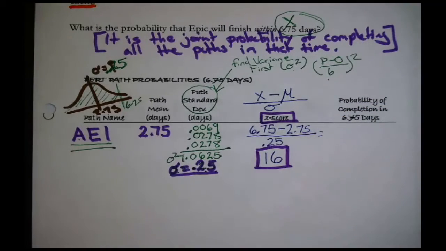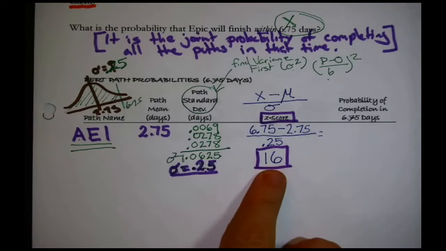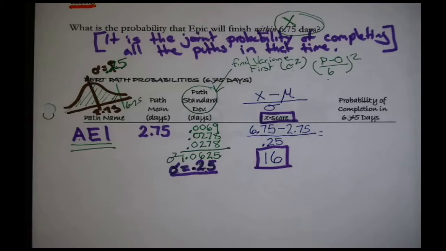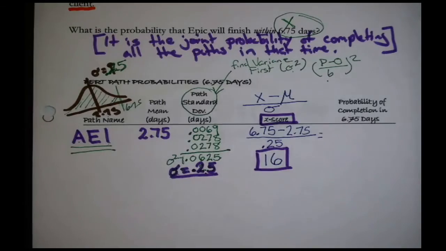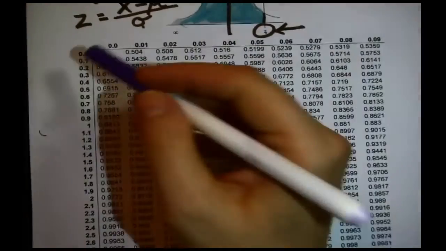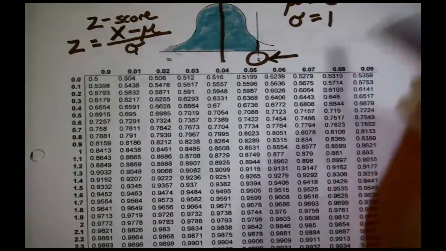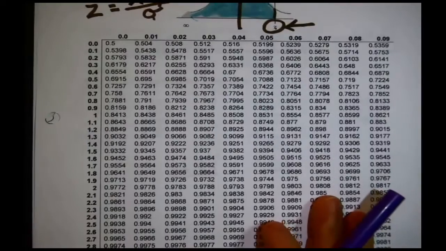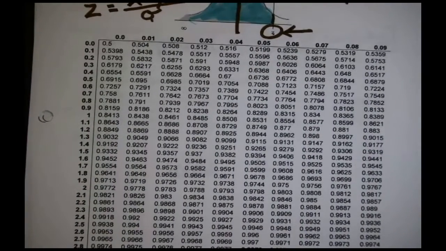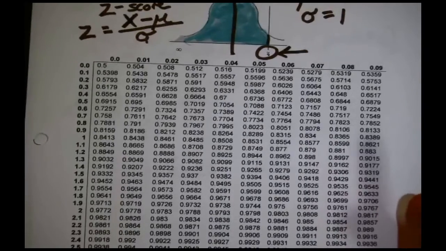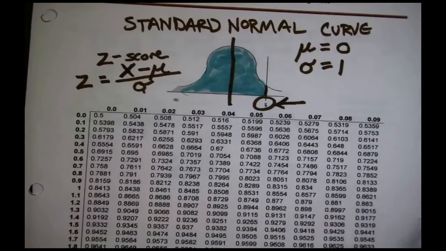You say, oh, all right, so that's the equivalent spot on the standard normal curve. Let's go look up 16, because you see this, the probability of completion within 6.75 days. The first two digits are here. The third digit across the top is the column, and I don't see 16 anywhere. Basically, this table quits around 3. Our z-score is 16. It's literally not on here anywhere.